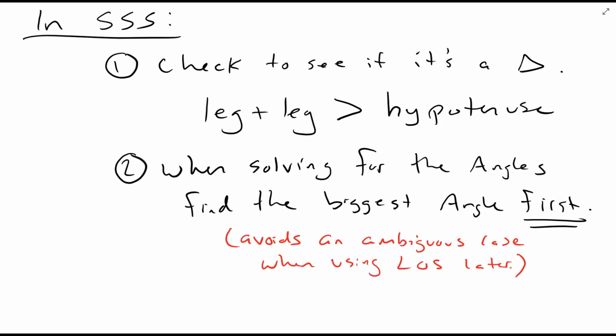How do you know which one's going to be the biggest angle? It has the biggest side associated to it, so it's easy to find. You just have to remember to do it, because it makes life much easier if you do that. Nothing weird can happen then.